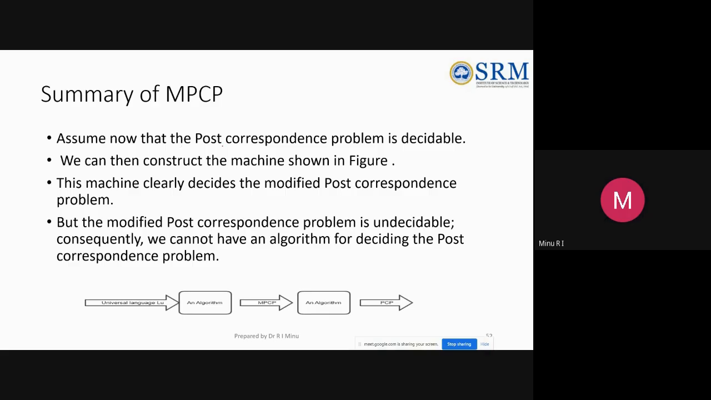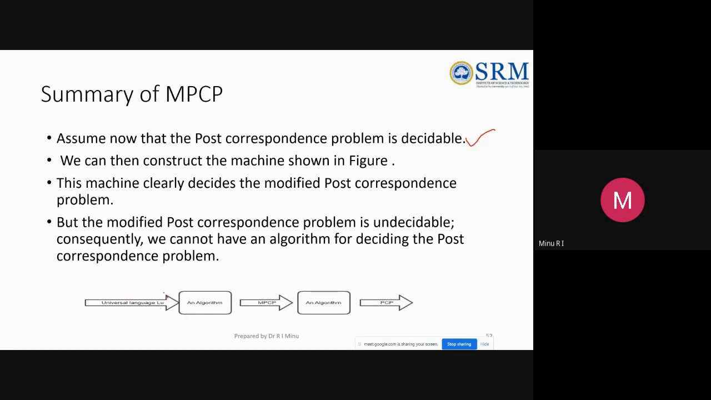Assume now that the Post Correspondence Problem is decidable. We will assume it, but obviously it is not; it is undesirable. So if it is decidable, then we can construct a machine as shown in the figure. What is in the figure?